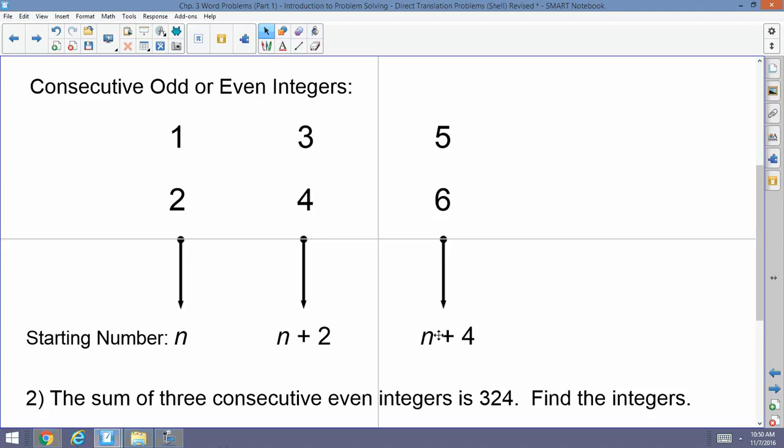2. So for consecutive odd or even, I'm going n, that's my starting point, plus 2, plus 4, plus 6, plus 8. Make sense? So it's for consecutive odd or even: you're adding plus 2, plus 4, plus 6, plus 8. Consecutive integers, it's just plus 1, plus 2, plus 3. You're adding all of them, plus 2, plus 4.